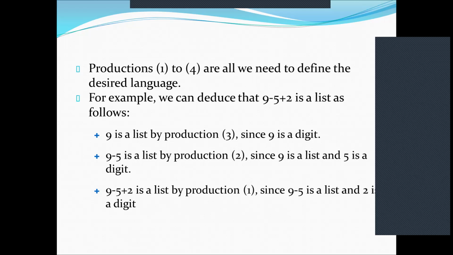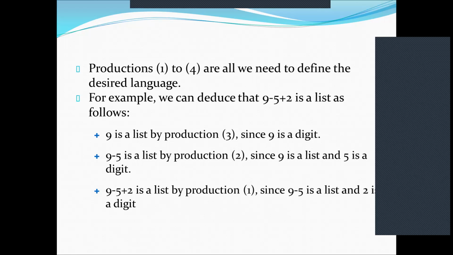The left side is termed as a list. The right side can be a list plus a digit, a list minus a digit. It can be only a digit. And you have been instructed what do you mean by digit? Digit is nothing but 0 to 9. That only that much is given to you. Digit is 0 to 9, right?